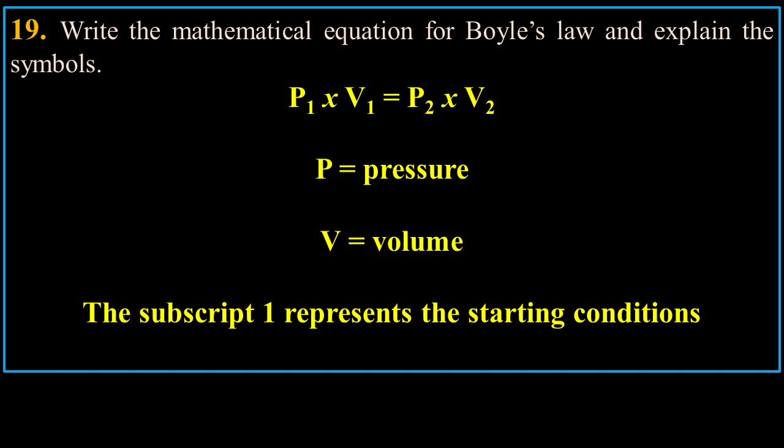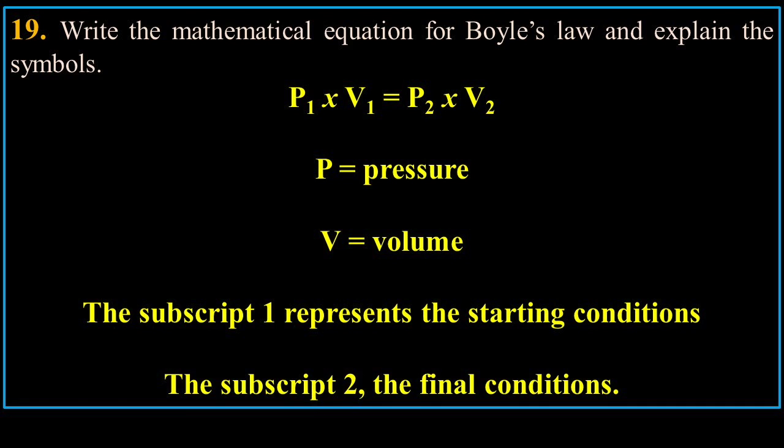Fairly straightforward. We've been using it already, so I don't think it's a big deal. Subscript 1 represents the starting conditions. Subscript 2 represents the final conditions. Pressure, volume.